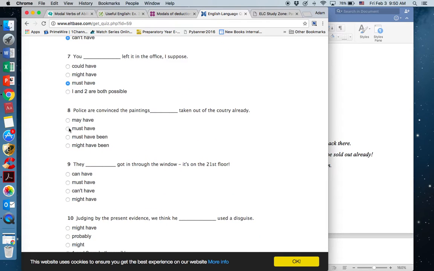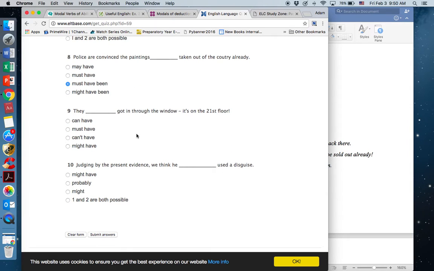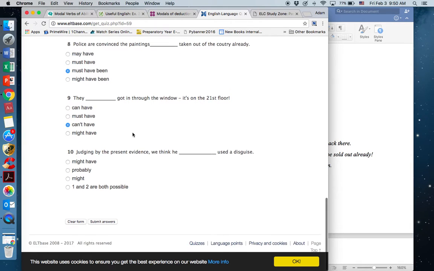You've forgotten something. Police are convinced the paintings blank taken out of the courtyard already. Must have been taken out of the country, excuse me. They blank got through the window. It's on the 21st floor. They couldn't have. All right, they can't have. Therefore, in the present tense.